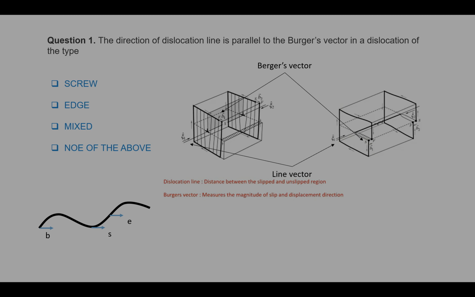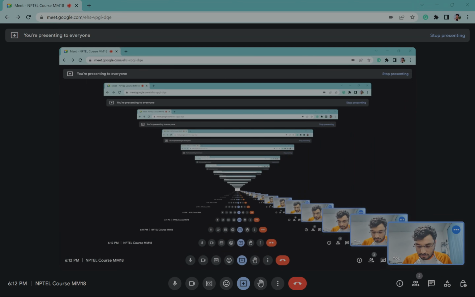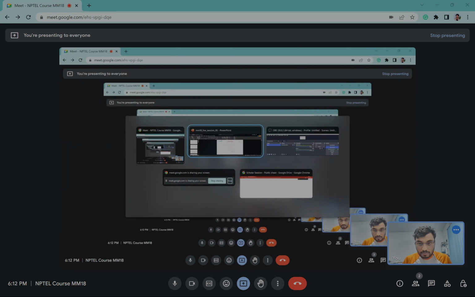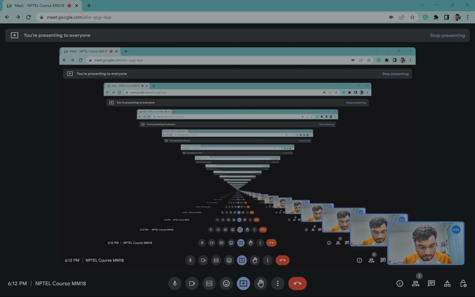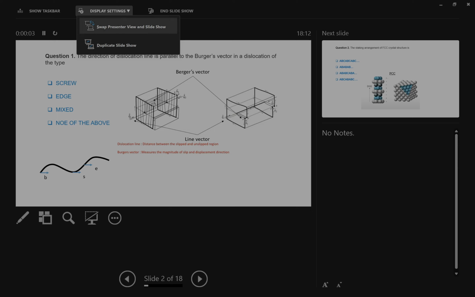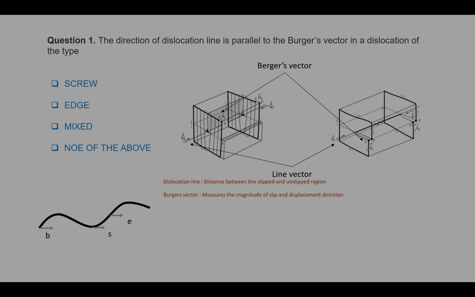So here you can see I am showing these two figures, figure A and figure B. This one is figure A and this is figure B. The first one is showing the edge dislocation.